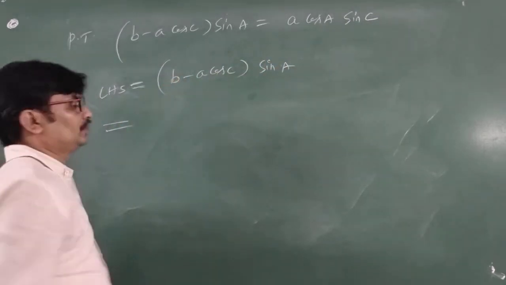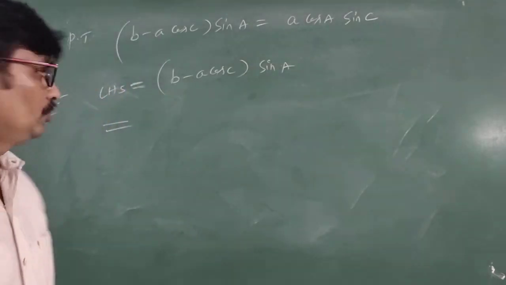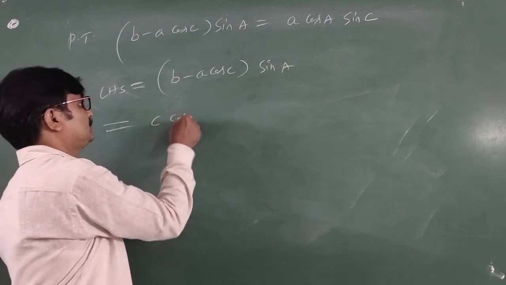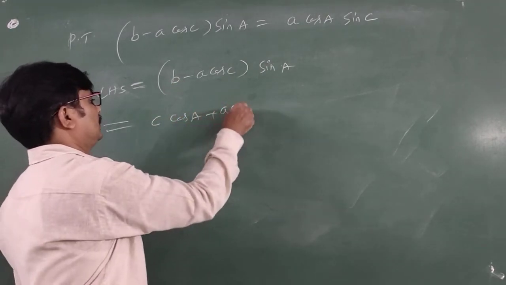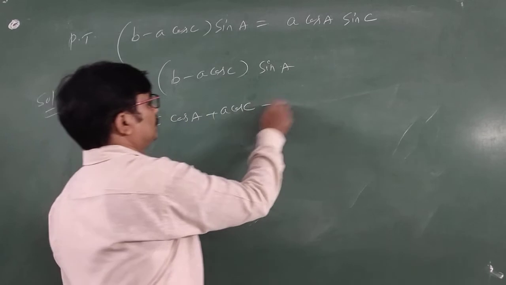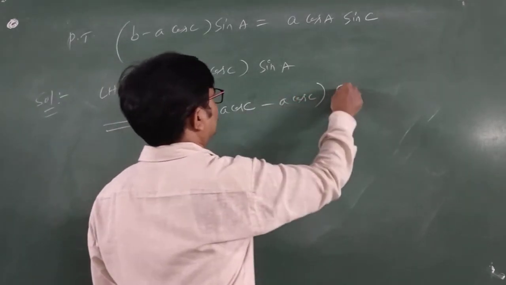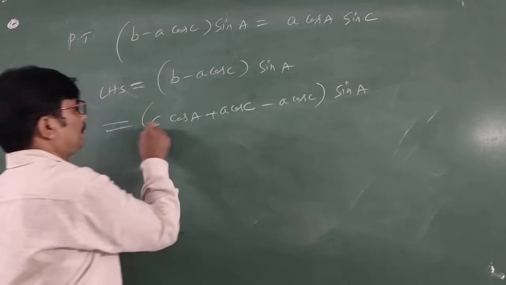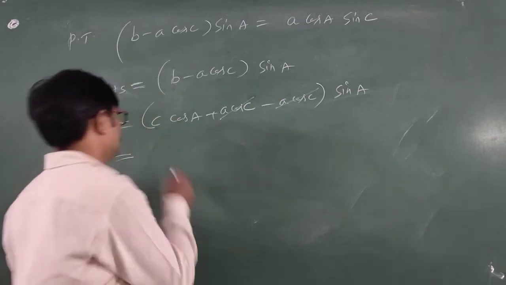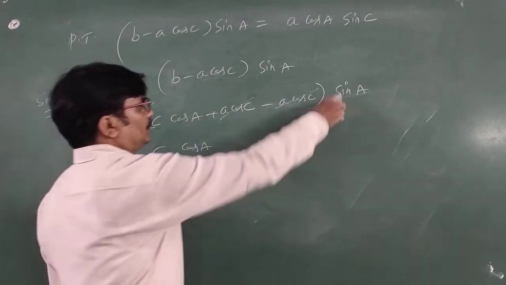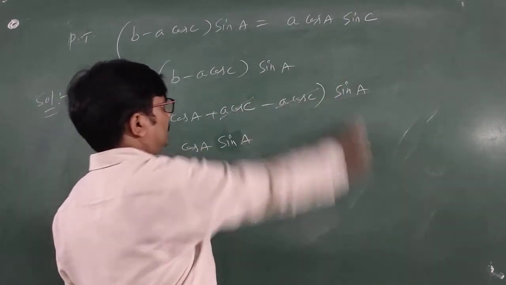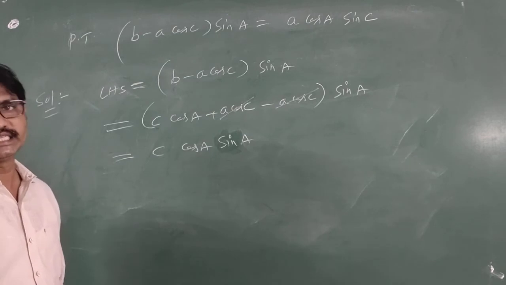So what is b? b from the projection rule. So dear students, the b from the projection rule is c cos A plus a cos C. This is the small b. c cos A plus a cos C, minus a cos C, into sin A. So students, here plus a cos C minus a cos C cancel. So c cos A into sin A. But here we have a cos A sin C.